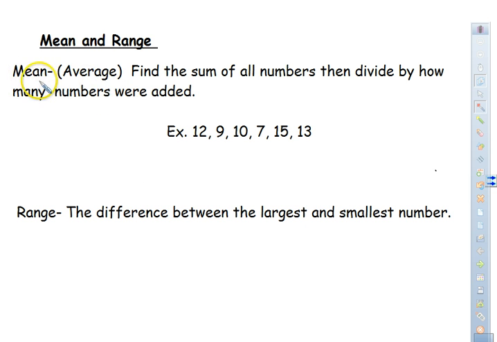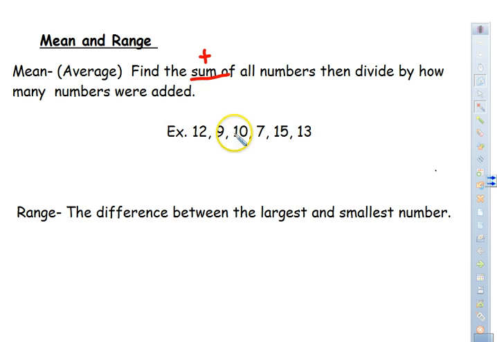Alright, it says that the mean, which means the average, find the sum of all numbers, then divide by how many numbers were added. So find the sum, meaning add all of the numbers together, and then we're going to literally count how many numbers we actually added together, and then we're going to divide by that. So the first thing we need to do is to add these all together.